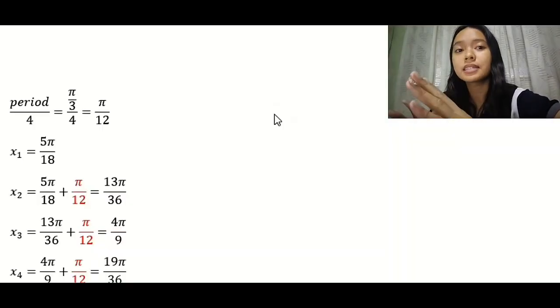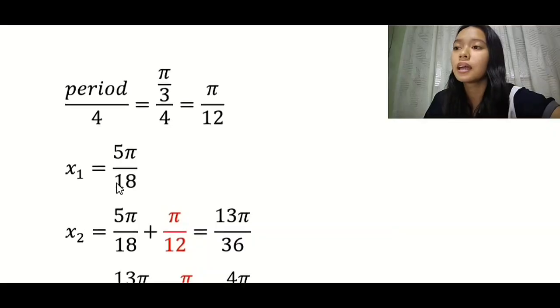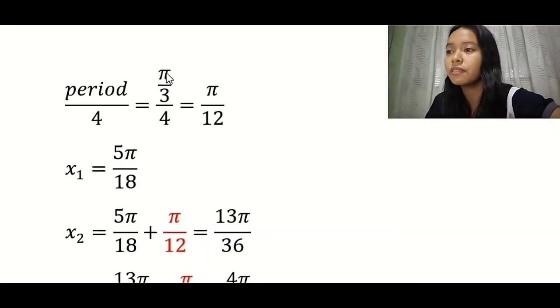Now we have here the next step in graphing, which is getting the 5 key points. To get those 5 key points, we use period over 4, so pi over 3 over 4. The result of that is pi over 12. As you've all known, our graph will start at 5 pi over 18.